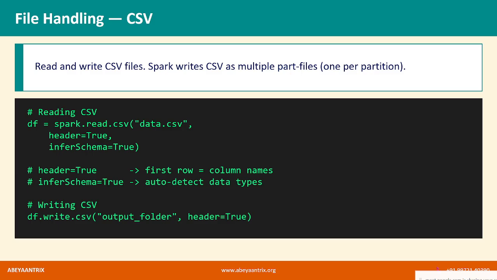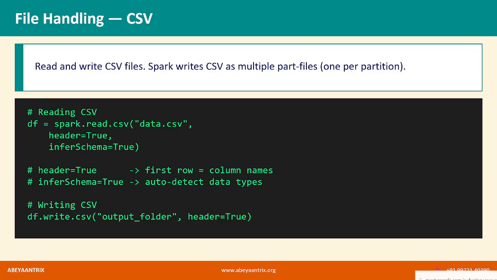If you mention header equals true, the first row will always be the column names. If you specify inferSchema equals true, it will automatically detect the data types based on your data. In Python also you are not mentioning any data types, right? It takes them by default. In the same way here, if you mention inferSchema equals true, it will automatically detect the data types. This is how you read from the CSV file. To write to a CSV file, what do you do?